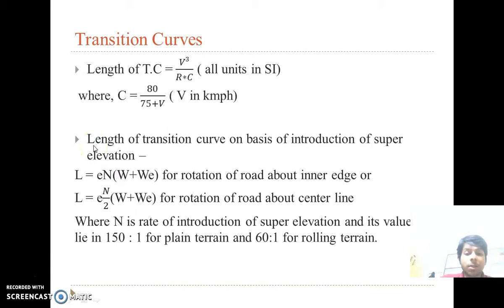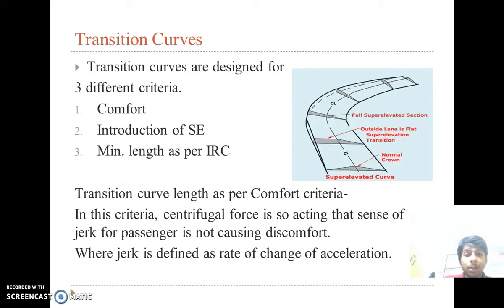So the length of transition curves on the basis of introduction of super elevation. Now, if we provide a sudden introduction of super elevation, we can see that there is a straight road and we provide the higher elevation, then it may cause a vehicle to overtopple because of the sudden introduction of super elevation. So we are providing the gradual introduction of super elevation in this transition curve. This is the gradual introduction of super elevation. This is the rate of change of introduction of super elevation.